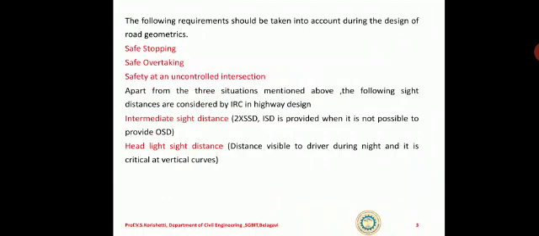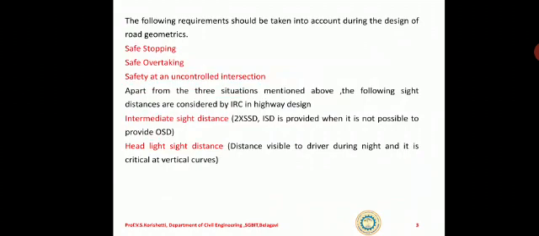Similarly, what actually is safe overtaking? A driver traveling at the design speed should be able to safely overtake the slower vehicles without collision, obstruction, or hazard to traffic of opposite direction at reasonable intervals. Then, safety at an uncontrolled intersection. A driver entering an uncontrolled intersection has sufficient visibility to enable him to take control of his vehicle and to avoid collision with any other vehicle.